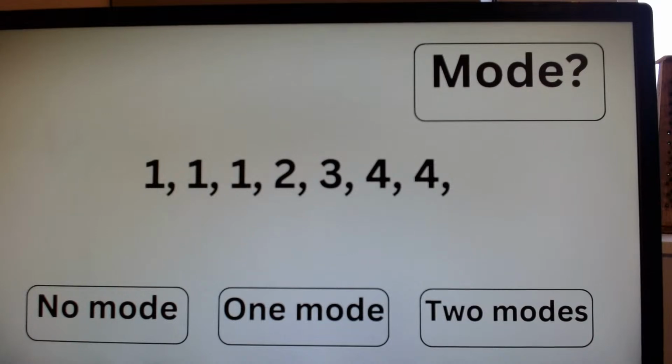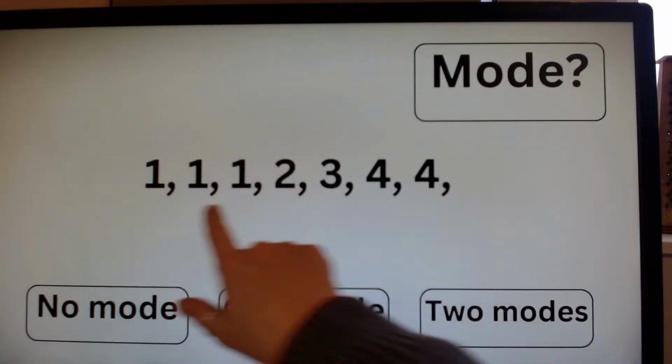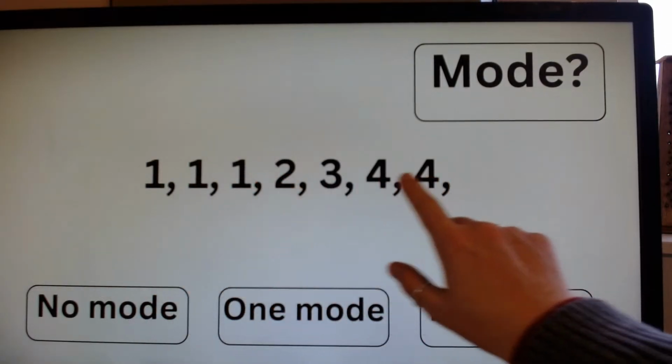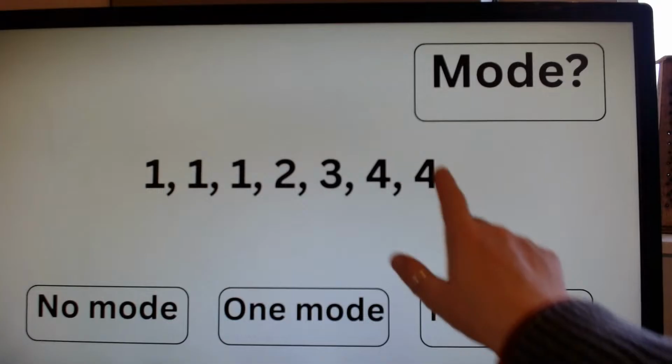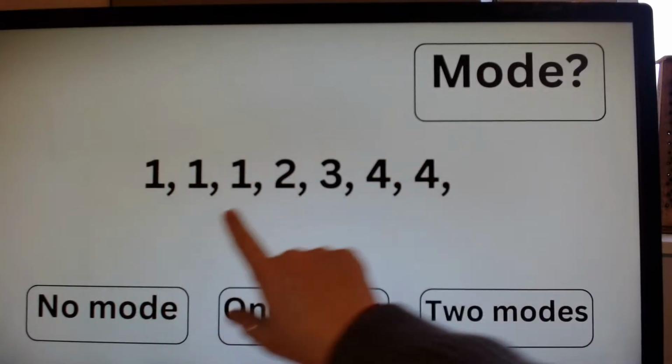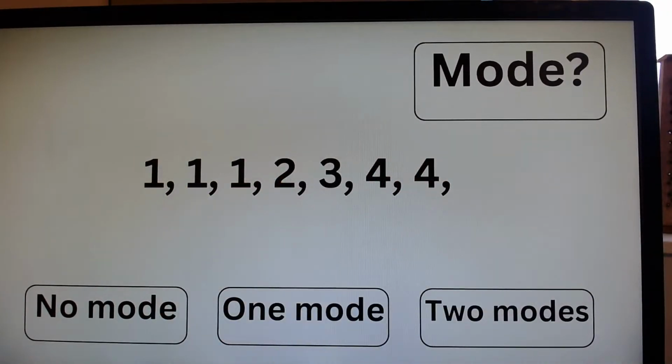Okay, this first one, it is 1 mode. The number 1 is repeated 3 times. The other numbers, 2, 3, not repeated. 4 is only repeated twice. So the mode for this one is 1.